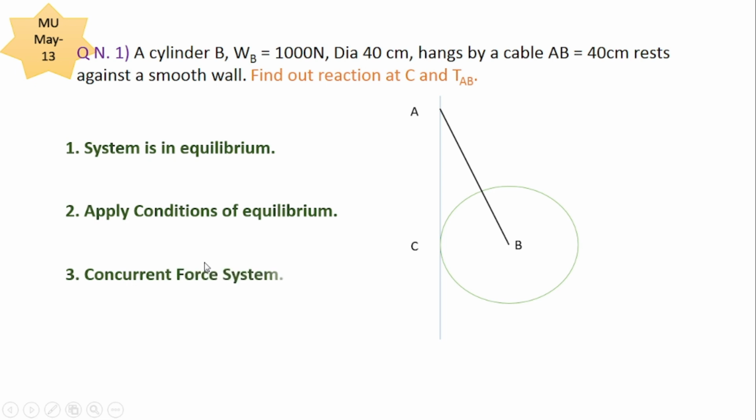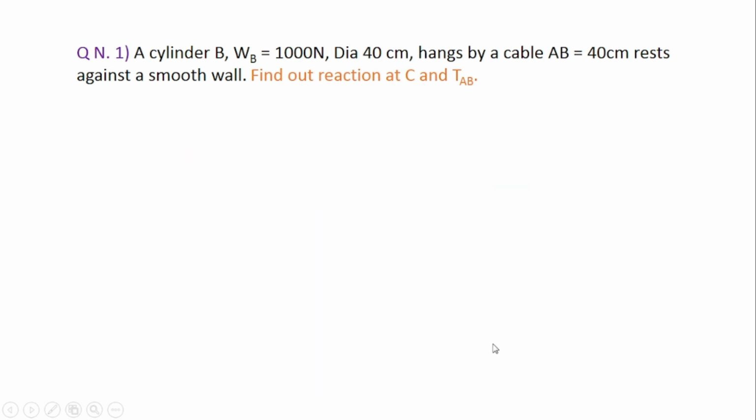After that, we'll consider that it forms a concurrent force system. The line of action of all the forces will pass through the center of the sphere. So here we have only two conditions of equilibrium, that is summation of Fx is equal to 0 and summation of Fy is equal to 0, as it is a concurrent force system. Now we'll start the solution.